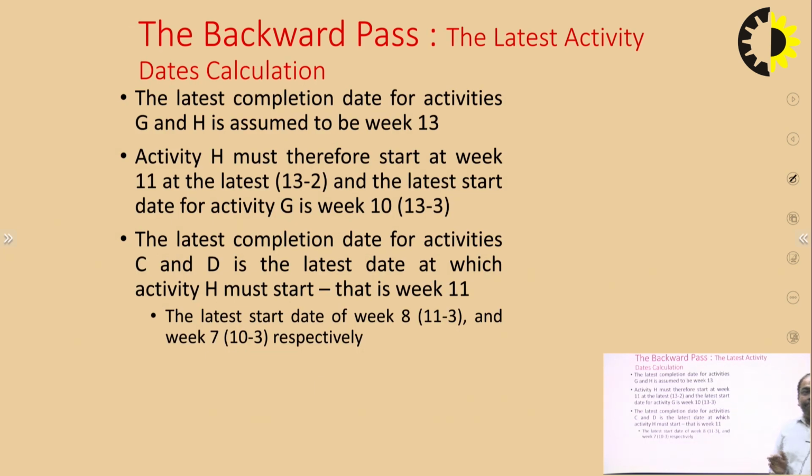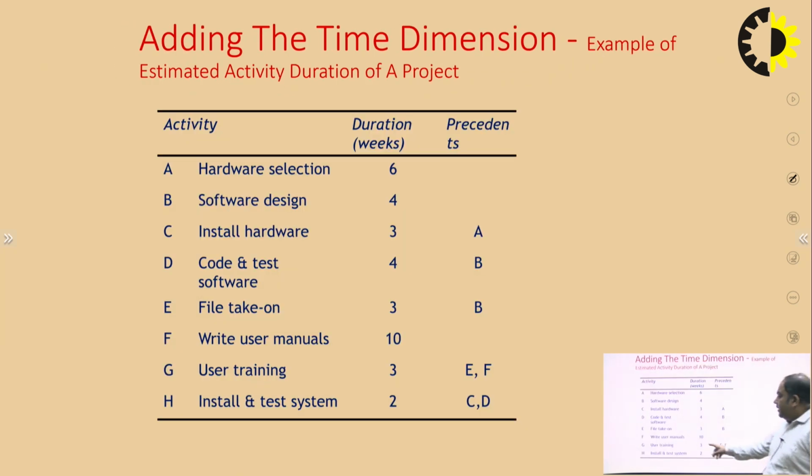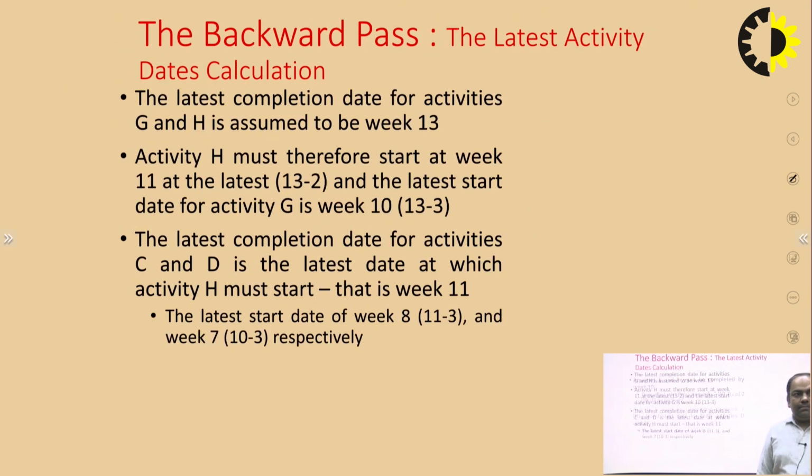Now we come to the backward pass, in which we calculate the latest activity dates. So the latest completion date for the activities G and H is assumed to be 13. So activity H must therefore start at week 11 at the latest, 13 minus 2, and the latest start date of activity G is 10, 13 minus 3. So it will become 11 and 10.